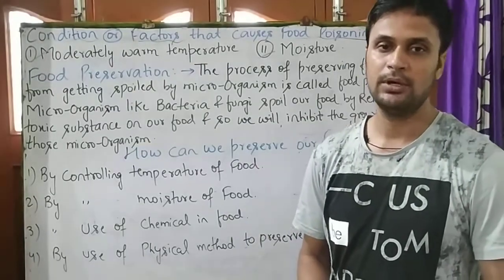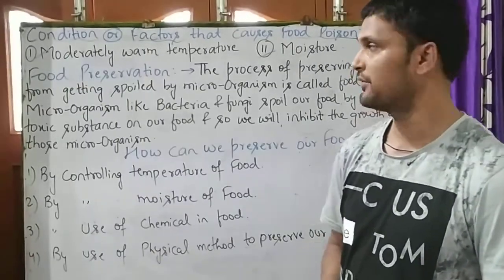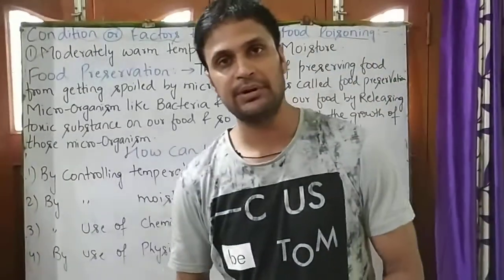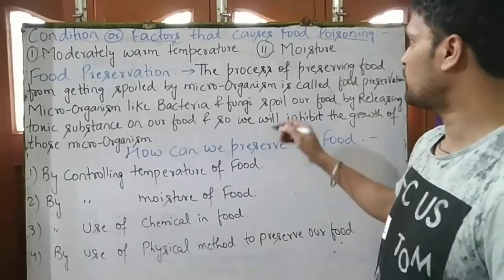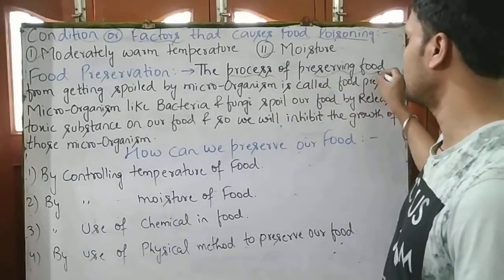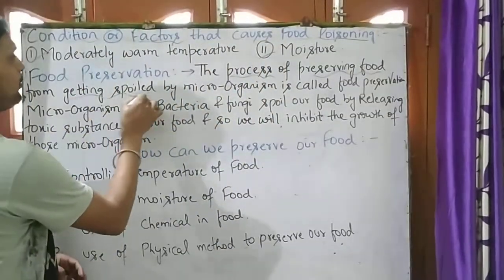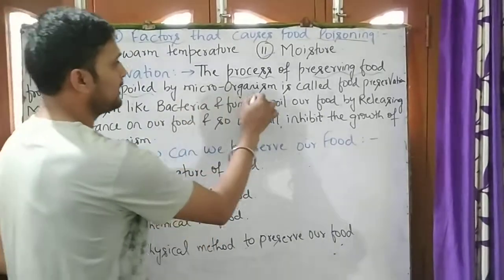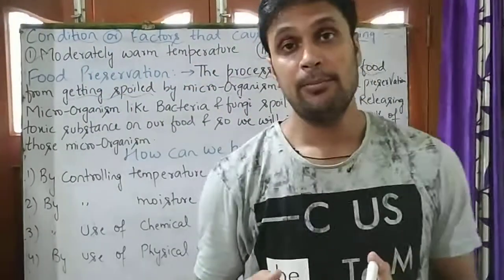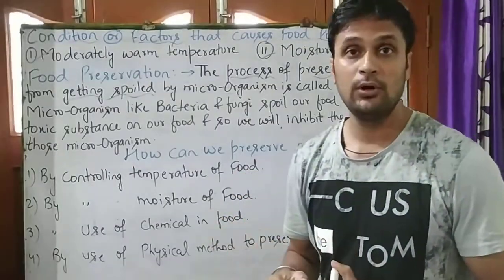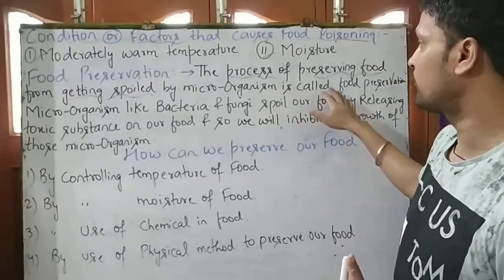So now we will understand how to prevent the growth of microorganisms on our edible food so that it can be stored for a long time. Now we will discuss what is food preservation. It is clear from its name: how to preserve our food. The process of preserving food from getting spoiled by microorganisms is called food preservation.